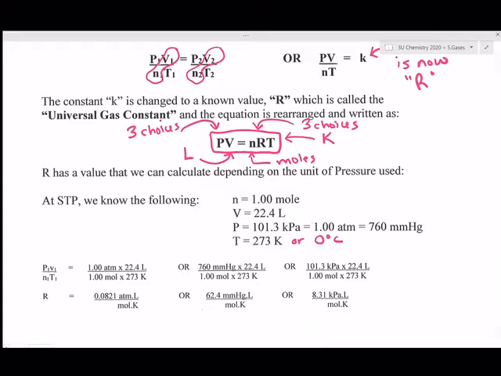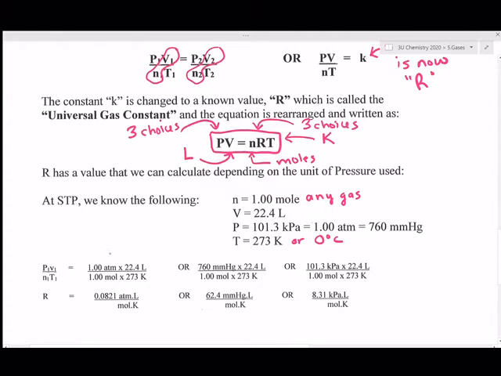So at those conditions, chemists have already worked out that if you have 1 mole of any gas, as long as it's ideal, it's going to take up 22.4 liters of space. Doesn't matter if it's carbon dioxide, oxygen, whatever. So using that and then solving for a value for a constant, we've done it 3 different times.